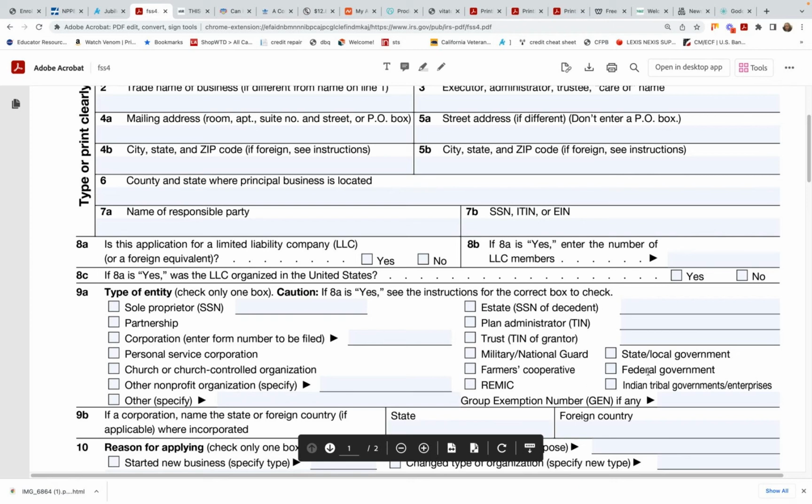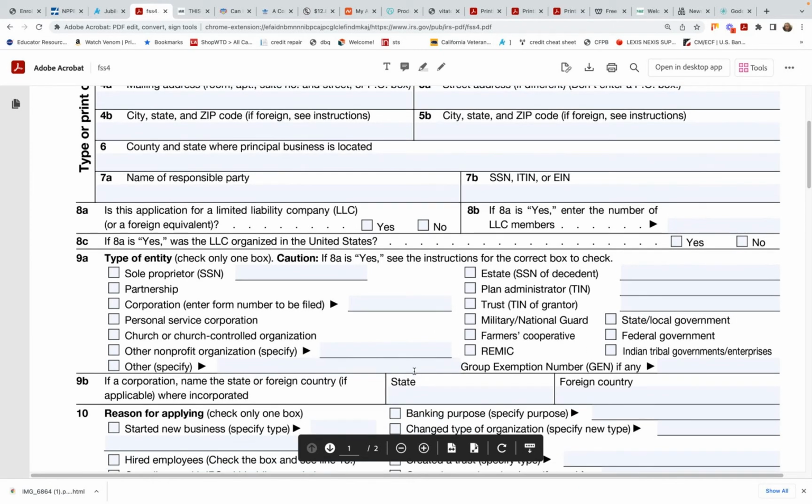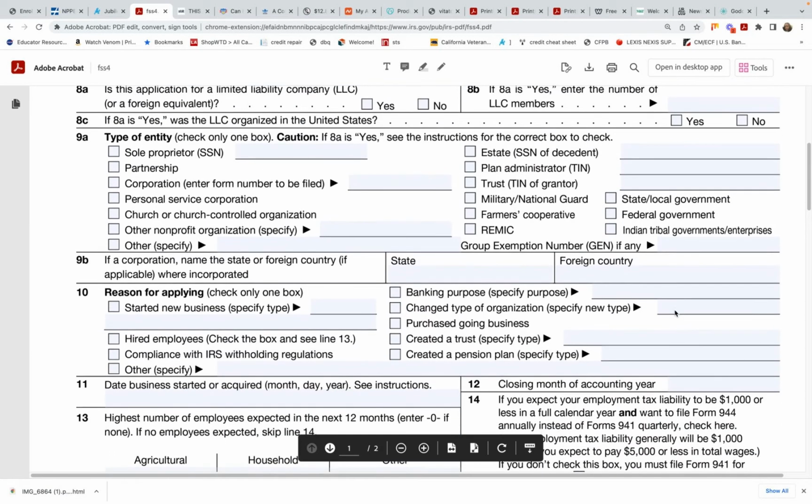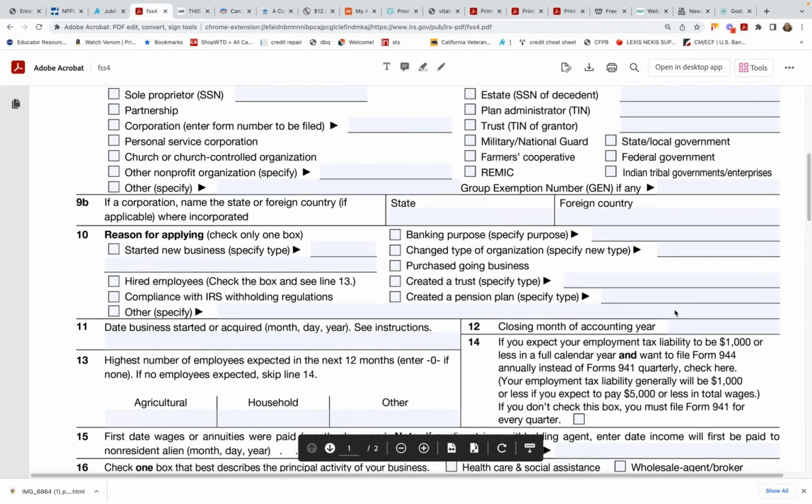Now, these, in my opinion, should have been in the other category, but they're not. But you got military, state, local government, farmers, federal government, REMIC, and you have the Indian tribal, and you got group exemption numbers. The majority of us individuals will not have to do any of these, okay? These are usually done by larger corporations, organizations, so we're gonna move past that because that's not something you're probably ever going to fill out.